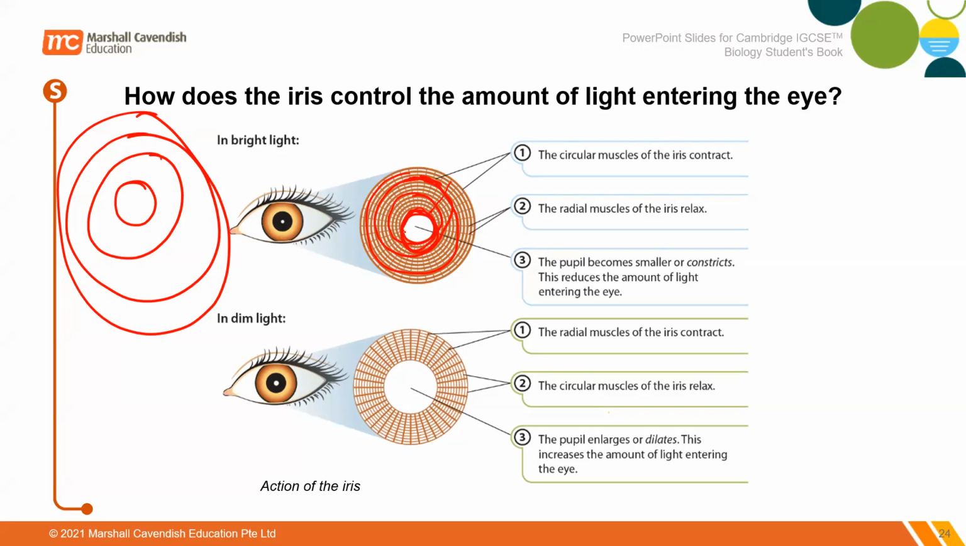In dim light, the opposite process will happen. The radial muscle contracts and the circular muscle of the iris relaxes. So in the exam, if it is a 3 marks question, you realize that you can take the 3 marks if you wrote this. If it is a 4 marks question, how could we add something else? We should add that in number 4 here, it will protect your pen.